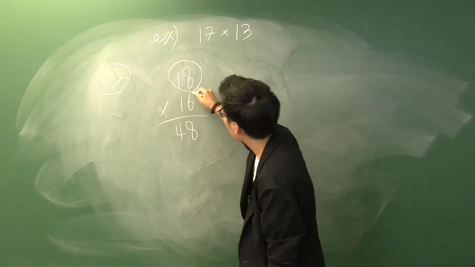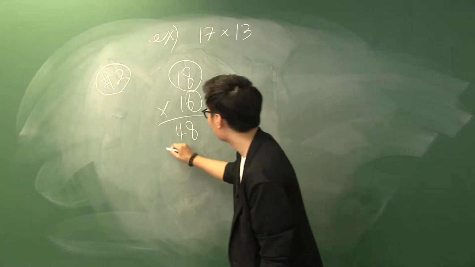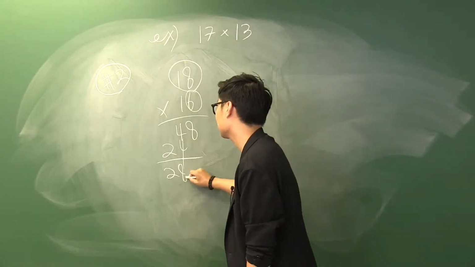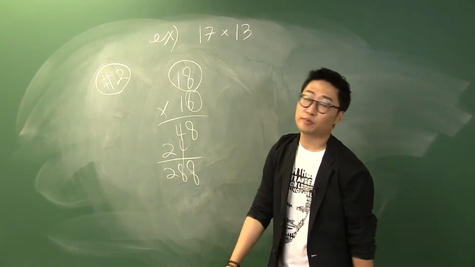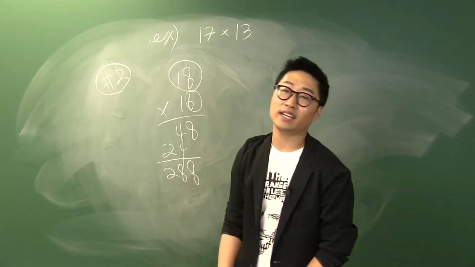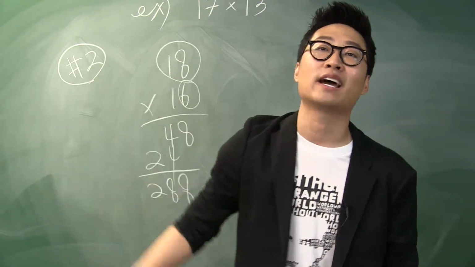18 plus 6, which is 24, 288. If you're suspicious, go ahead and punch it in your calculator. If it's not 288, please go ahead and press that dislike button right now.